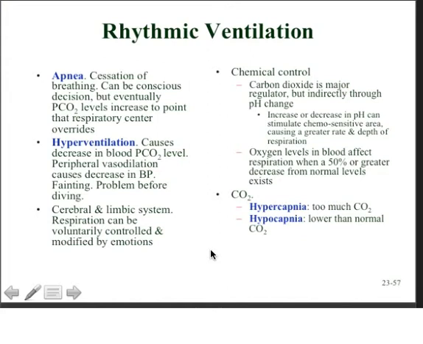Okay, hyperventilation causes a decrease in blood carbon dioxide content, resulting in peripheral vasodilation. This causes a drop in blood pressure that can result in fainting.